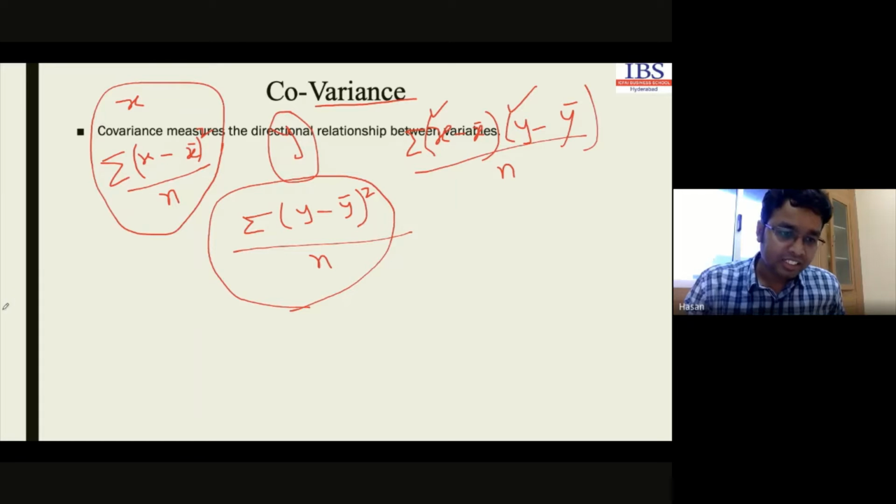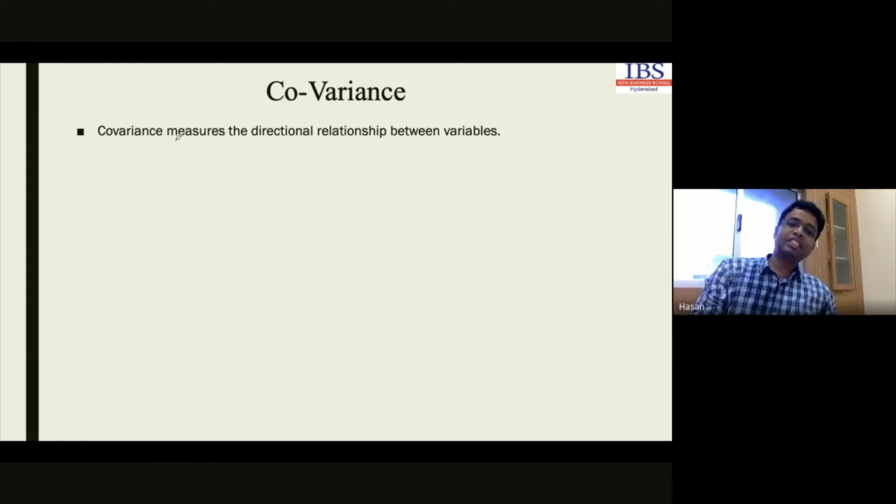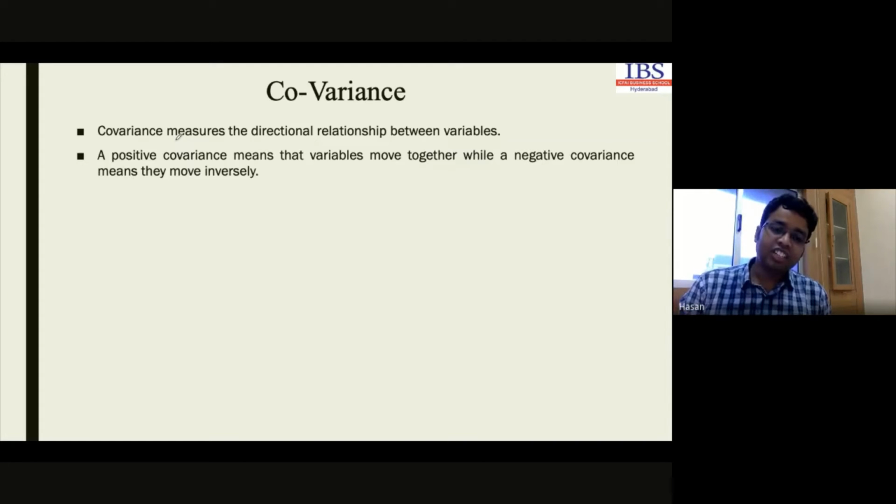Before that, listen to this one. Covariance measures the directional relationship between variables, whether they move together or move in the opposite direction. We can say positive covariance means variables move together, while negative covariance means they move inversely. One increases, another one decreases, like this.